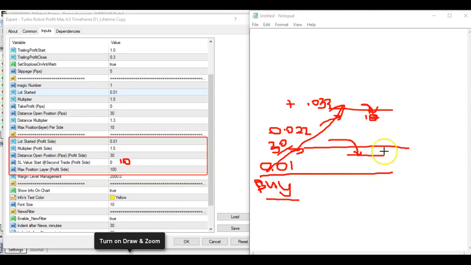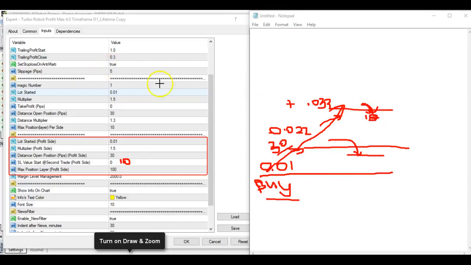Because if it comes back, then it will go back to negative, and then you're losing all this position. So you need to close and you need to put the SL value over here. And the good thing here, one more thing, is you can use the trailing profit, the set anti-martingale.